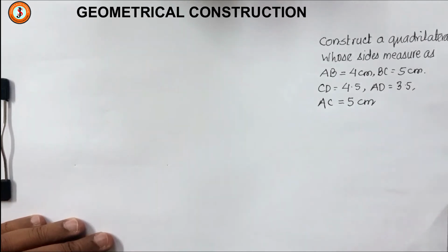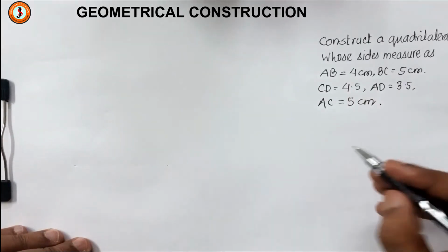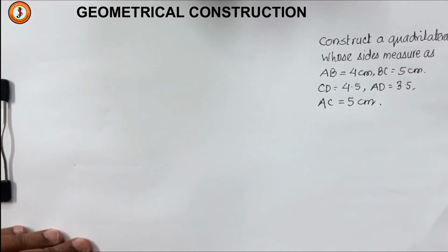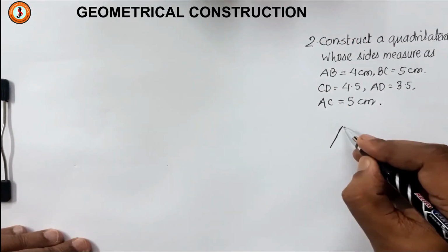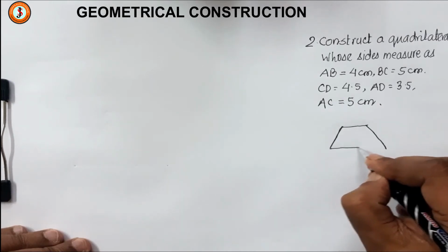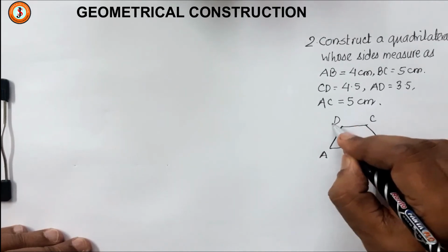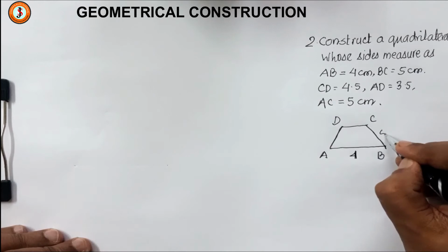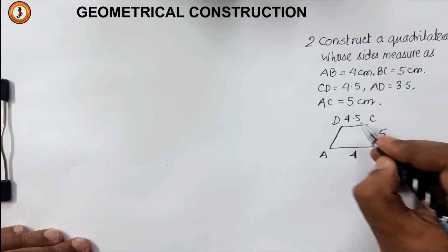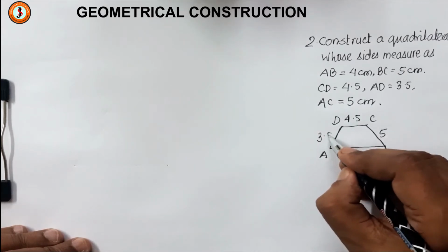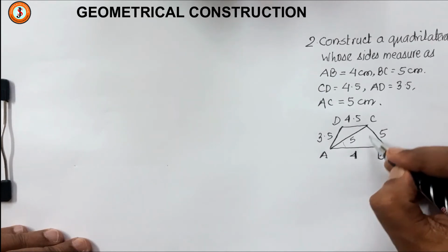So this is a quadrilateral case, isn't it? So what we do is we make the rough figure here, somewhere here. Steps of construction you know how to write, I have explained it in the previous video. So the first step is to try to imagine this quadrilateral in a rough way. Now A, B, C, D. Now AB is 4, then BC is 5, then CD is 4.5, AD is 3.5 and AC is 5 centimeters. So I can complete this triangle, isn't it?